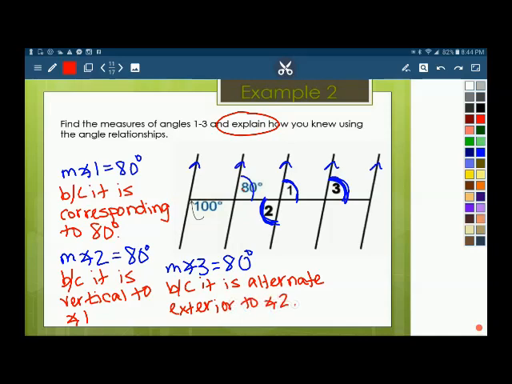to angle 2. Now, did I have to use these reasonings for each of the angles? No. I could have said that angle 2 was alternate interior to the 80-degree angle. That's another reasoning. Okay, so if we were to look at this angle here and this angle here, those two are alternate interior. I could have also said that the 80-degree angle corresponds to angle 3 because they're both in that upper right-hand corner. Okay, so you can actually use a couple different angle pair relationships in order to figure out what the different angles are.